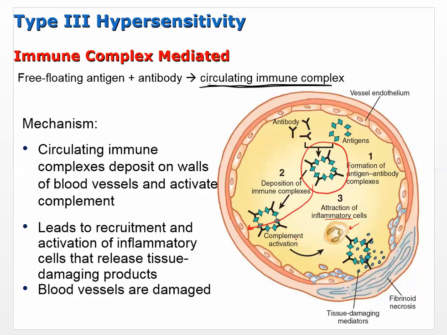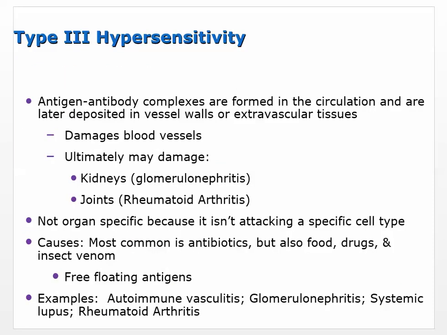And so it tends to fall out of solution in specific places. So the mechanism: circulating immune complexes deposit on walls of blood vessels and activate complement. So even though it's not tissue specific, because of the mechanism that it uses, it tends to be in the blood vessels. Leads to recruitment and activation of inflammatory cells that release tissue damaging products. Blood vessels are damaged. Okay, so ultimately that's usually what it's causing to happen.